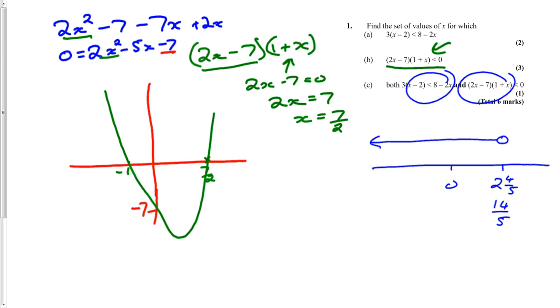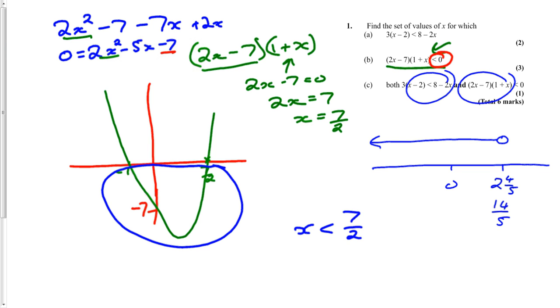And if we go back and have a look at the initial question, we want to know where it's less than 0. So our graph is less than 0 right here. It's less than 0 because it's below the x-axis. So the solution to this one, for part B, is this is less than 0 when x is less than 7 over 2, but greater than minus 1.